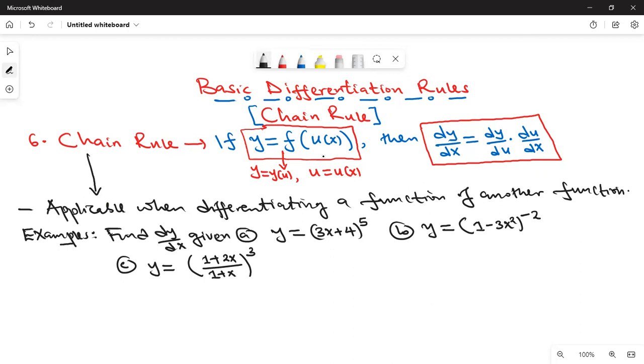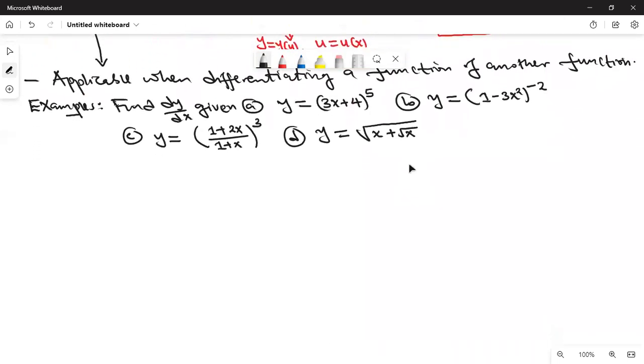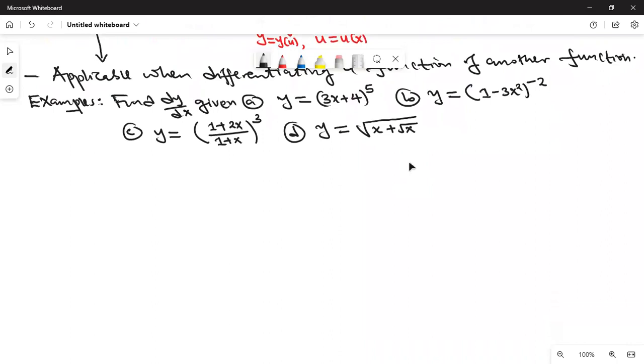And we can have another one, part D, y is equal to the square root of x plus root x. So let's see how to work out these 4 problems using the chain rule of differentiation. You can write solution in part A. Solution in part A, we are going to say let u be equal to 3x plus 4.